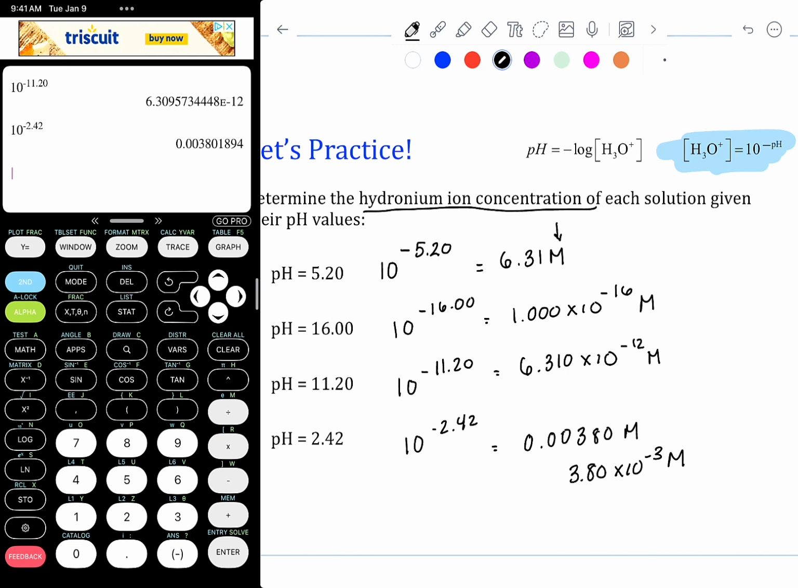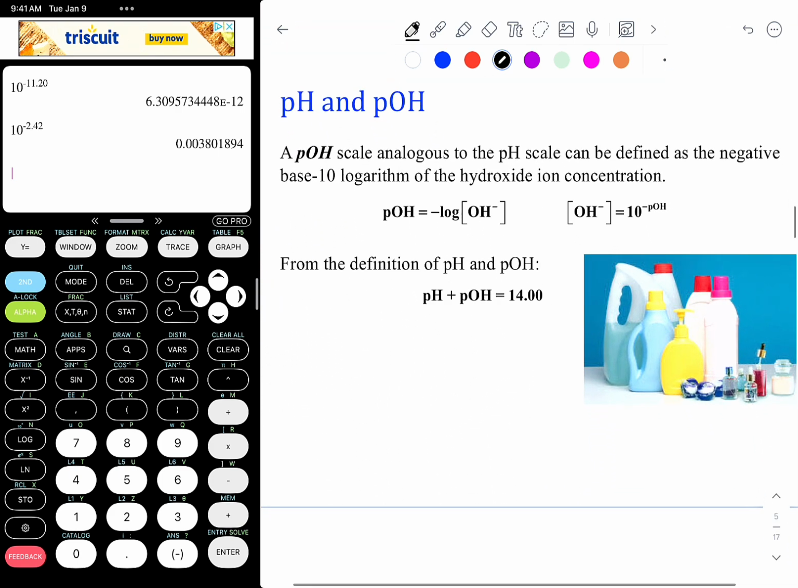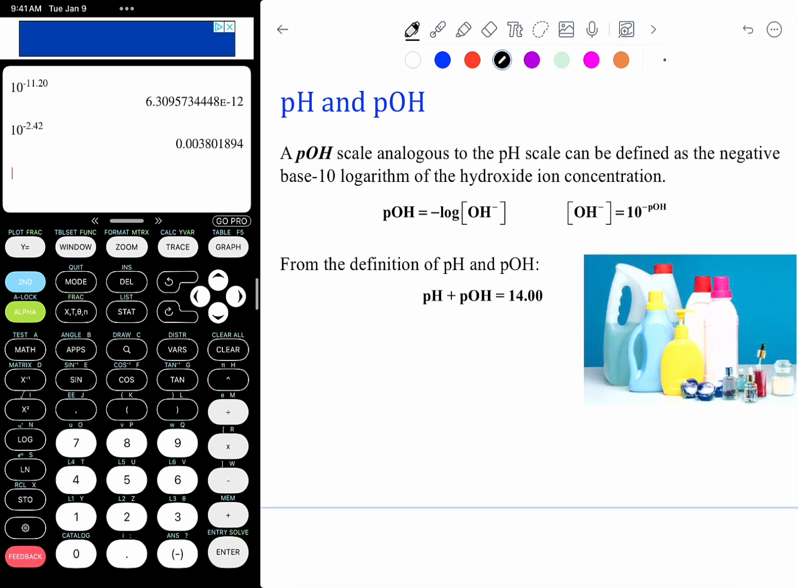So when we're talking about pH, we're talking specifically about the H3O plus concentration, or the hydronium ion concentration. But we can also quantify a value that relates to the hydroxide ion concentration. And we refer to this as the pOH. So again, P referring to the base 10 logarithm, and OH referring to the hydroxide ion itself. So a pOH scale is analogous or similar to the pH scale, and can also be defined as the negative base 10 logarithm of the hydroxide ion concentration. So now we're looking at the hydroxide instead of the hydronium.